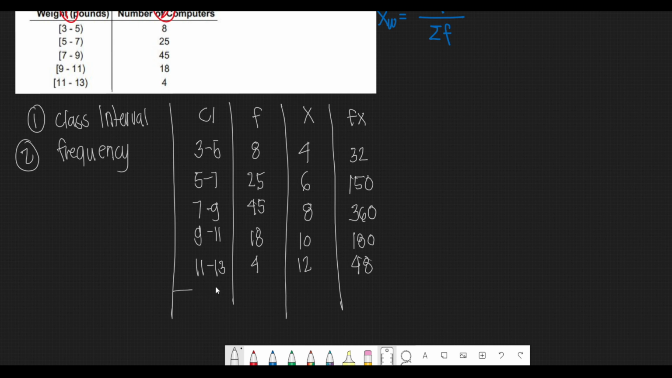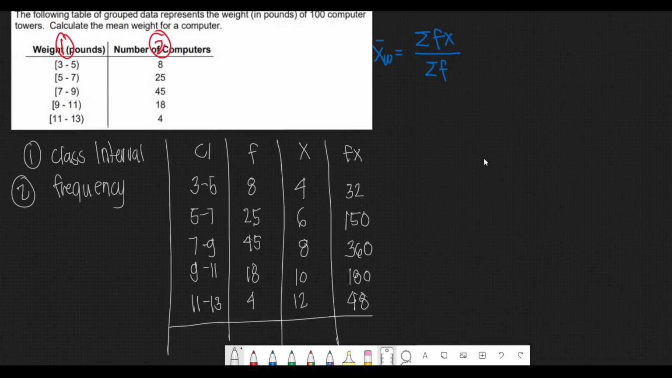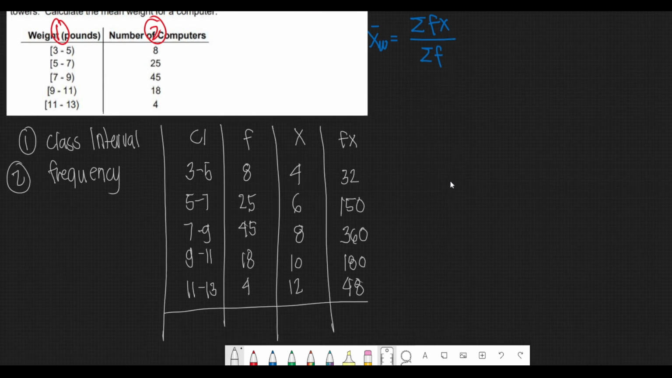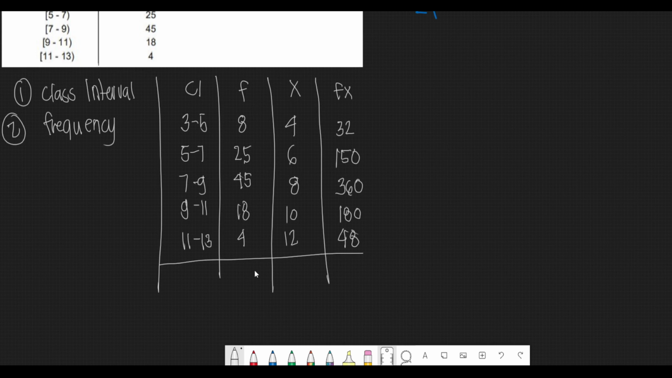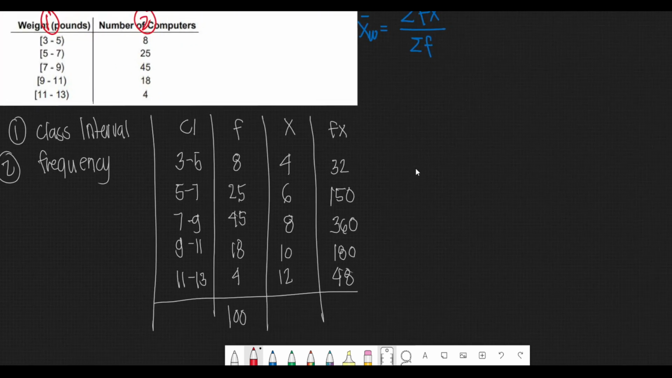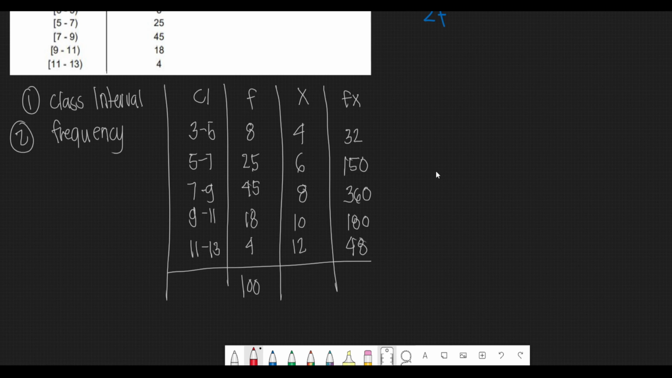Now, the next step is to get the summation. Okay, the formula says we need to get the summation of f times x and summation of f. So the summation of f should be equal to 100. Okay, because that's what's listed here. The total is 100, but if the total is not listed, then we just need to compute for the sum of this column. Okay, it's 8 plus 25 plus 45 plus 18 plus 4, and that should give us a sum of 100. After doing that, we need to get the sum of f times x.